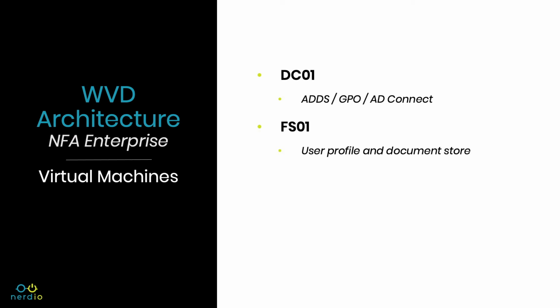FS01. This is where your user profiles and documents are going to be stored through redirection. We also have things like print services enabled on there, so you can immediately start to share printers across the environment, as well as some default company share folders that can be used to immediately start migrating data into.